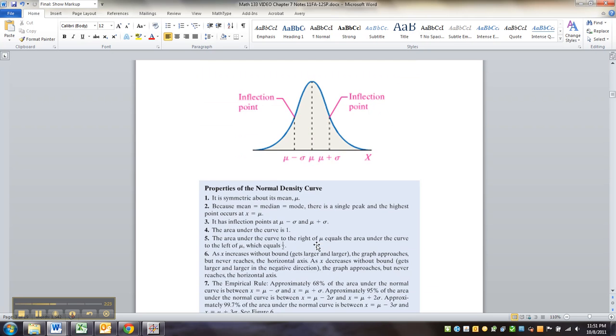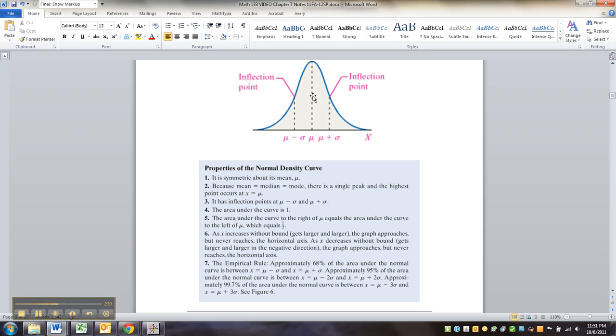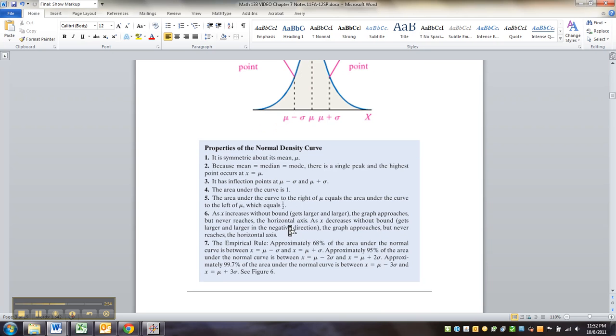All right, now what are the properties of this curve? It is symmetric, so it's mirror imaged. The mean, median, and mode are all at the center peak. It has inflection points, which I just explained, one standard deviation high and one standard deviation low. The area under the entire curve is 1, because it's a probability curve, right? And we learned in chapter 5 that probabilities have to add up to 1, so that's why property 4 is there. Since it's symmetric and the whole thing makes 1, each half is worth a half, which is what property 5 says.